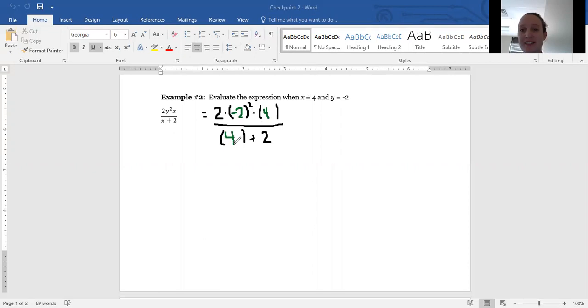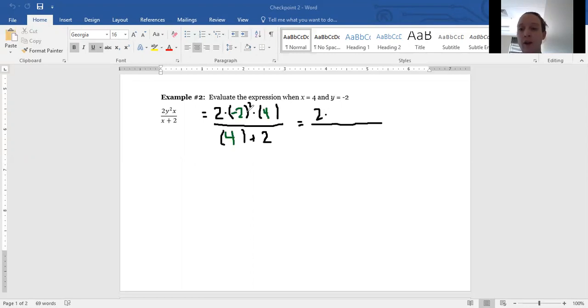Okay, guess where we're at now, guys? We're at PEMDAS. That's the beautiful thing about evaluating expressions. Once you've filled it in, you're at something you definitely know. Now, this big division bar is like a grouping symbol. It's kind of like parentheses. You have to sort of think about this first. And so you're going to have to do the numerator first and then the denominator. So let's take a look at the numerator.